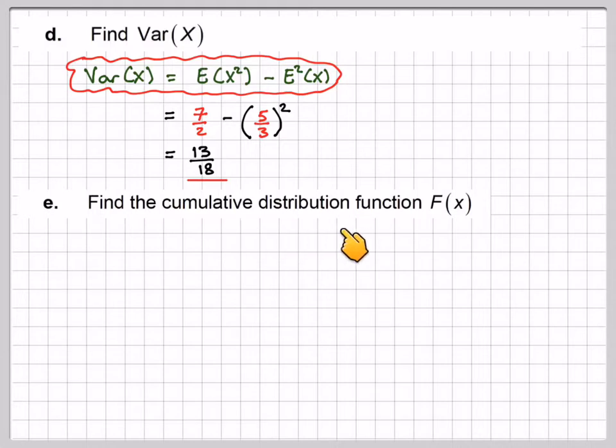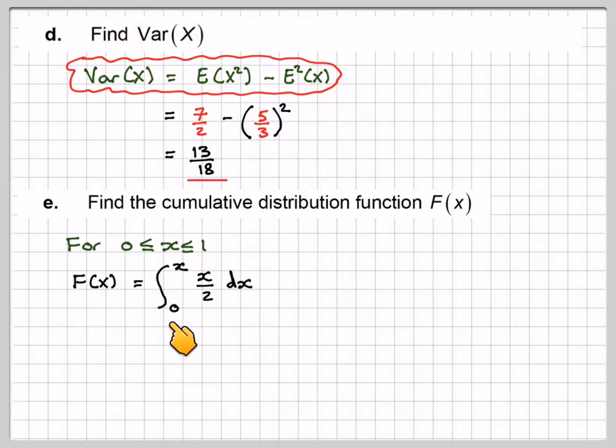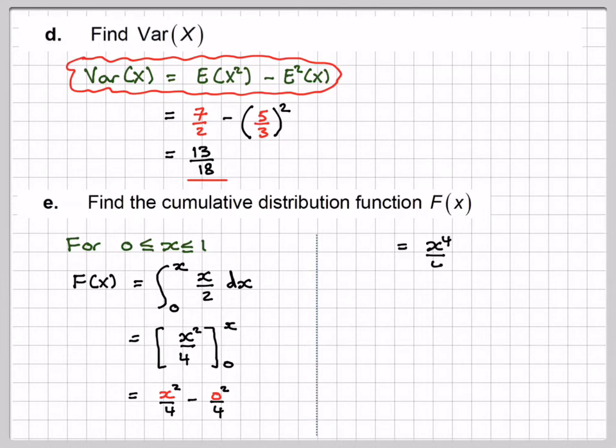Find the cumulative distribution function F of x. Okay, so we have to split this into parts. So the first part is between 0 and 1. So F of x will be the integral from 0 to some x. Now some people like to put an extra variable in here, t, but I'm just going to do from 0 to x of x over 2 dx. So I integrate that, so I get x squared over 4, putting in x and 0, x squared over 4 minus 0 over 4, which for the first part between 0 and 1 behaves like x squared over 4.